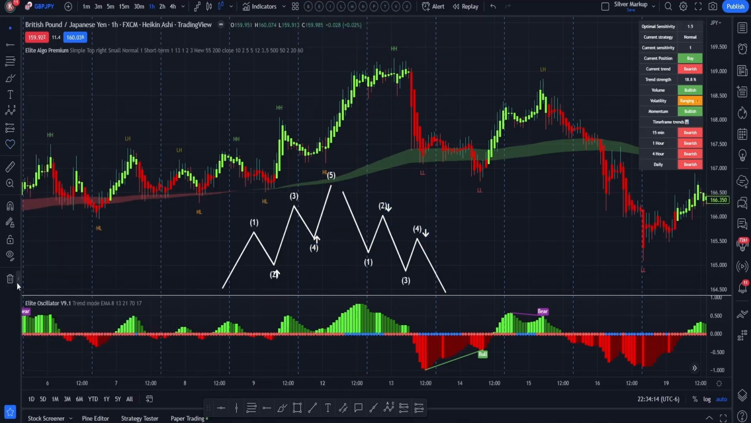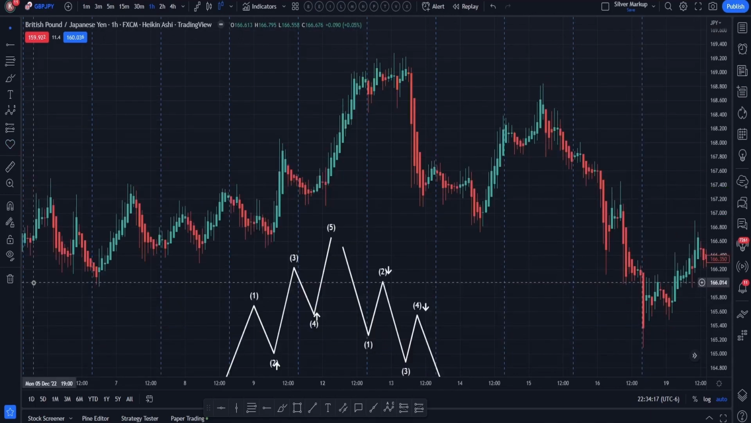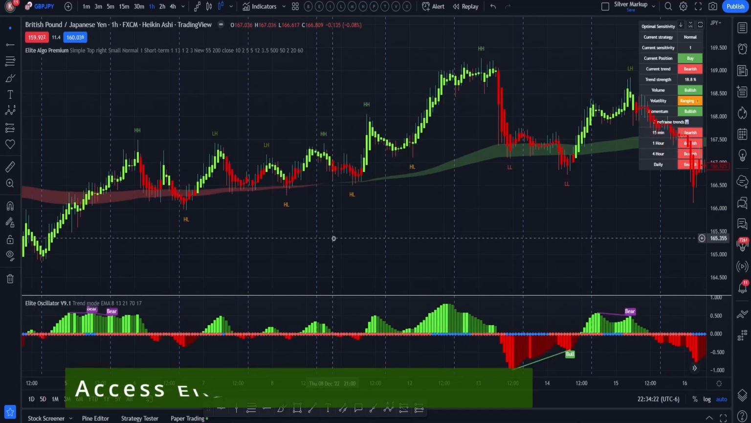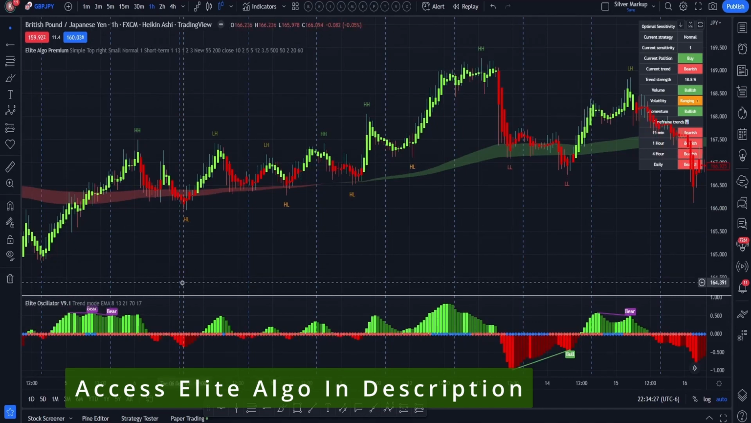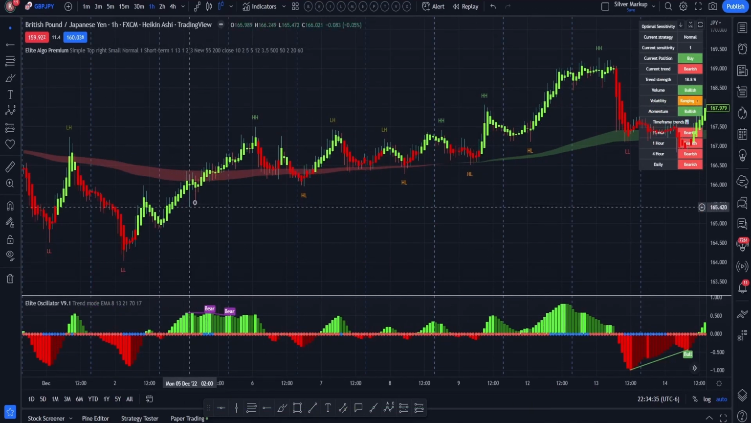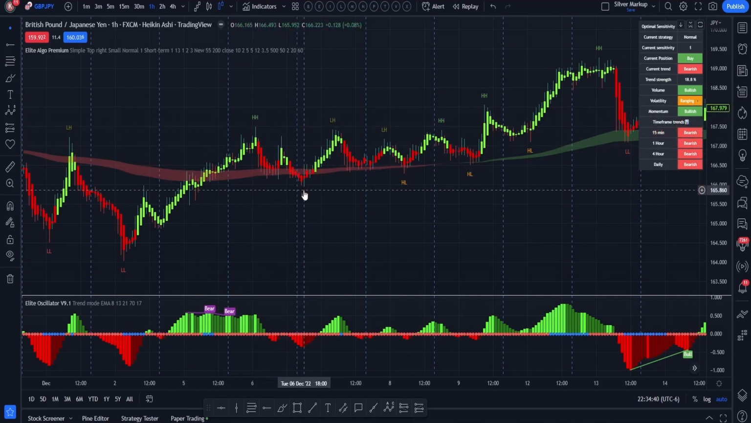So if we take the drawings away, we're going to look just at the Elite Algo Premium and the Elite Algo Oscillator. What you want to look for is those higher highs and higher lows. We find a higher high, we see that, and then we're waiting for a higher low to form. That's the pullback move: a higher low for an uptrend, and a lower high for a downtrend.